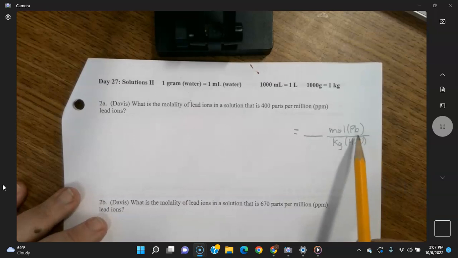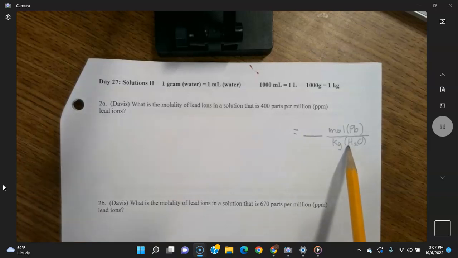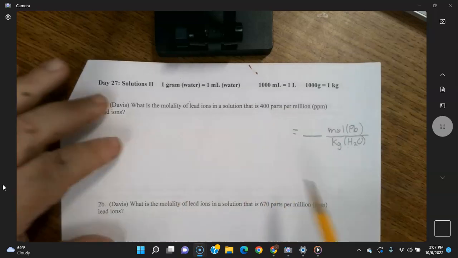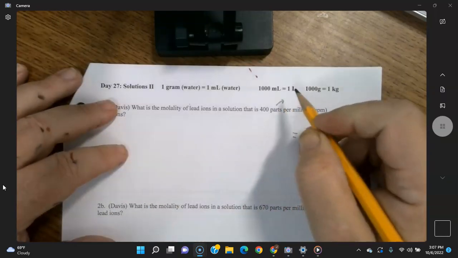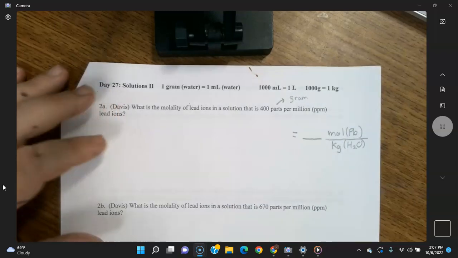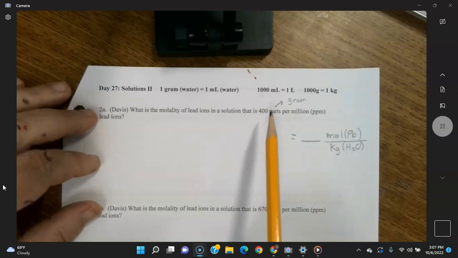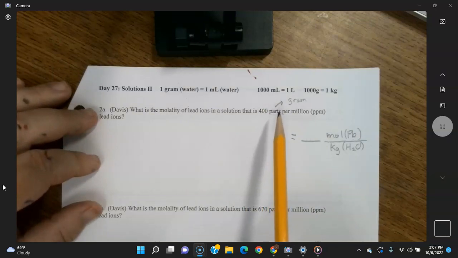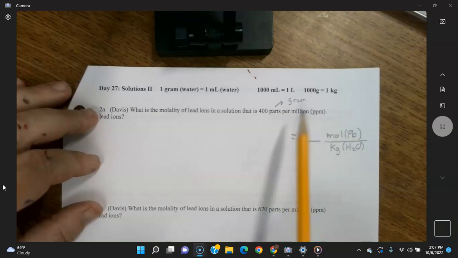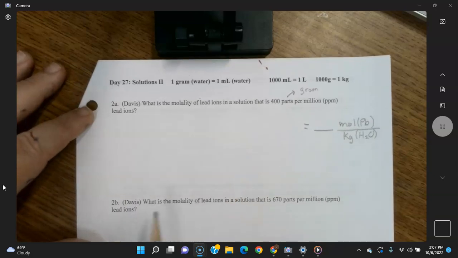Okay, so we're going to write that over here. Moles of the solute, which is lead, in the solvent, the substance that does the dissolving, and that's the water. So it's kilograms of water. Okay, 400 parts per million. Parts in the context of chemistry in this case means grams. You could think it might have meant moles, but it's actually grams. And it's per million. So what it's saying is there's 400 grams of the solute, that's lead, for every million grams of the solution. So it's not of the solvent, the H2O, it's of the entire solution, the lead and the water together. So let's write that over here.